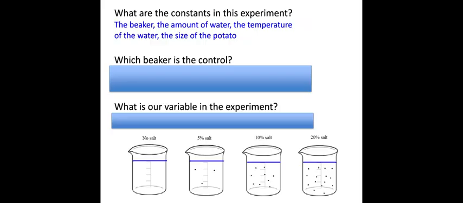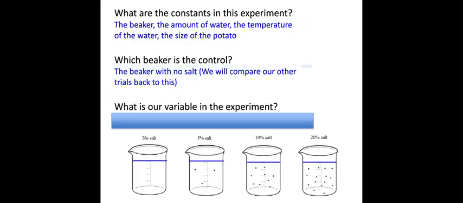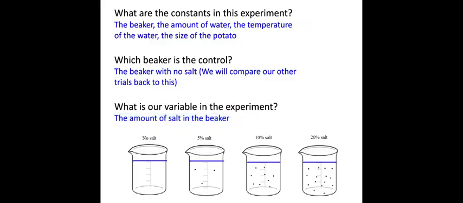Which beaker would be the control then, that you would compare everything to? That's going to be the one with no salt. We will compare other trials back to this trial. What is our variable in the experiment? What are we changing? The amount of salt in the beaker. Okay?